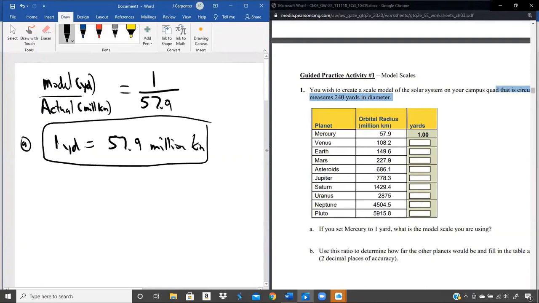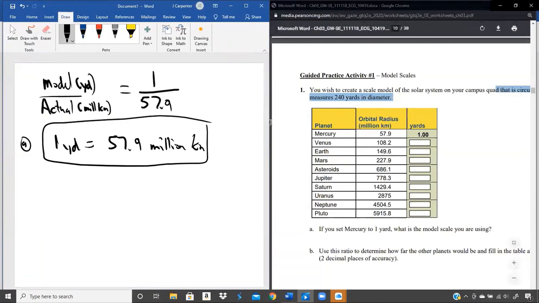Because when you use your words, apples over oranges, and then every one apple is 57.9 oranges, again, you don't have to think about these things in terms of anything complex. You can just always relate everything to apples and oranges, thing A and thing B. So that's the scale. For every 1 yard on our little quad circle that we're setting up, that would be realistically equivalent to 57.9 millions of kilometers, as long as we measure accurate. So then part B, use this ratio, this 1 to 57.9, to determine how far the other planets would be and fill in the table with 2 decimal places of accuracy.